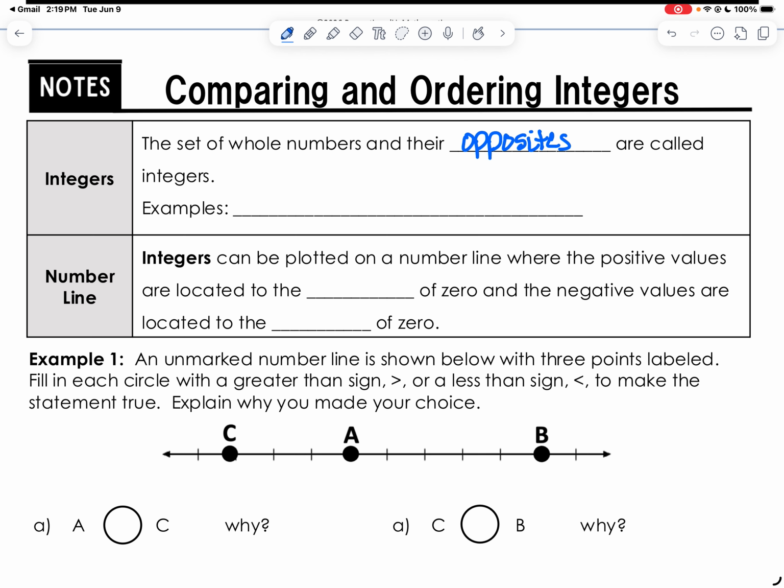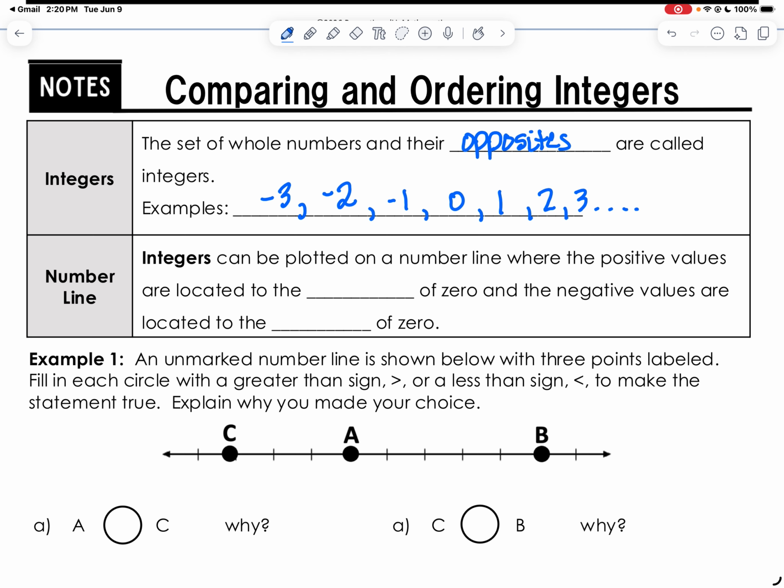So, for example, -3 is an integer because it's the opposite of +3. -2 is an integer because it's the opposite of +2. -1 is an integer because it's the opposite of +1. 0 is the only integer that does not have an opposite. And then we have our whole numbers, 1, 2, 3, and we could continue to infinity. So these are integers.